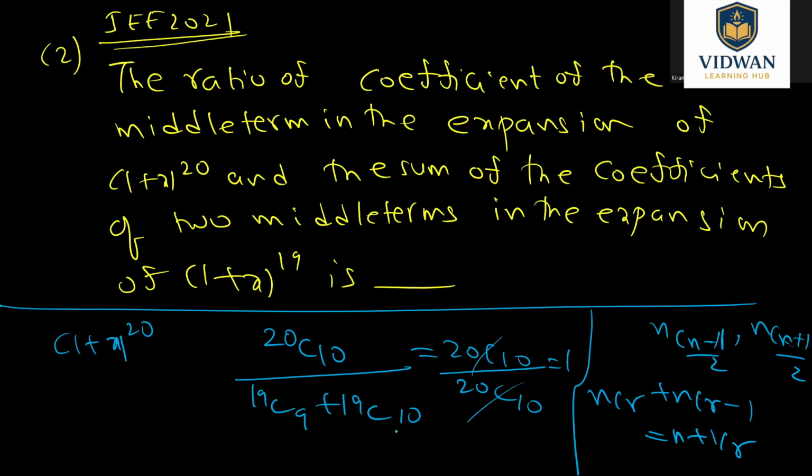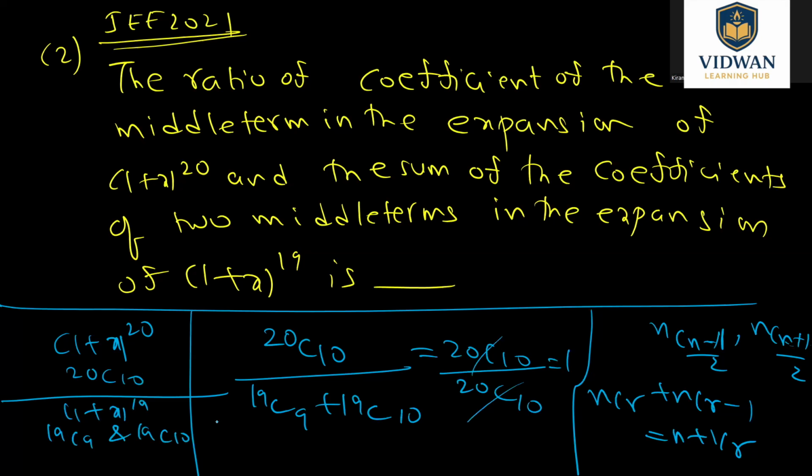This is too simple. The middle term coefficient in this is 20C10. In (1 plus x) power 19, what are the middle term coefficients? 19C9 and 19C10. So they asked us to find the ratio of this and the sum of these two. And that is 1.